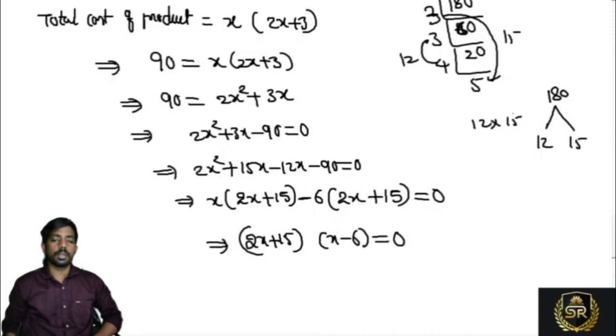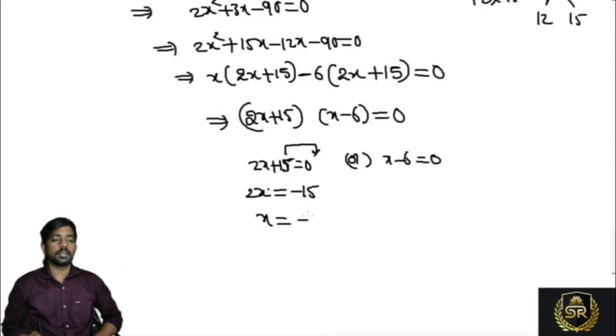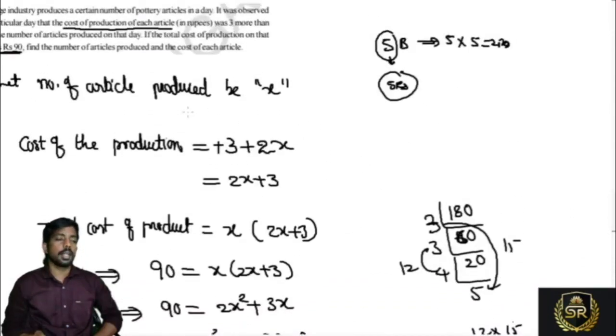From here, a into b equals 0 means either a equals 0 or b equals 0. So 2x equals minus 15; sending 15 to the right-hand side, it becomes minus 15. x equals minus 15 by 2, or x equals plus 6. Here x is the number of articles produced, and the number of articles is always positive.